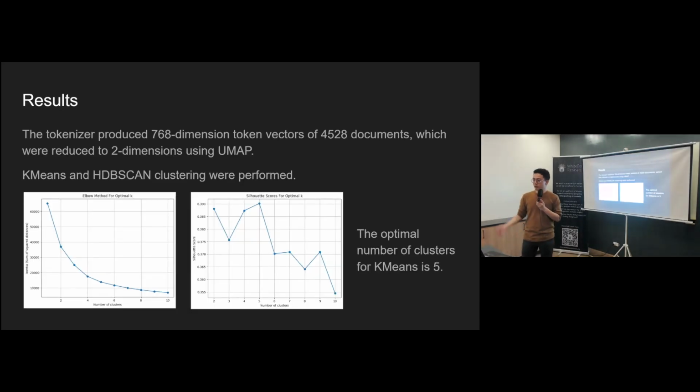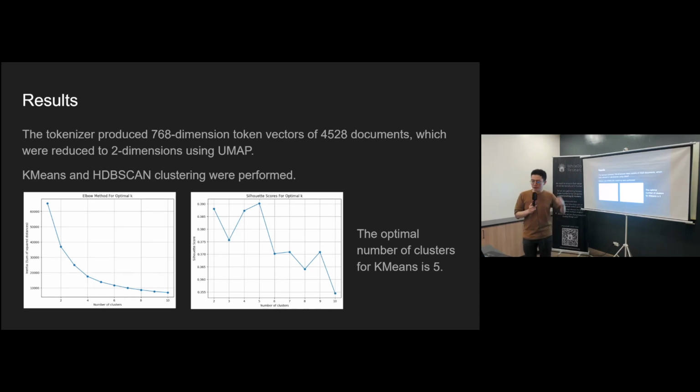But okay, so going back. I used k-means and HDBSCAN. From the documents, I was able to create a 768-dimension token vector for each document and do this for like 4,500 documents, reducing each document to a point in 2D space.